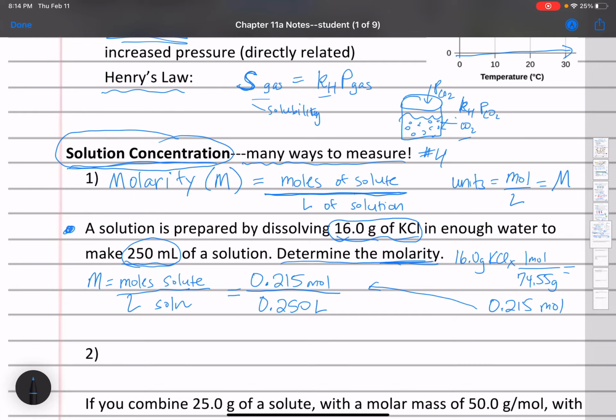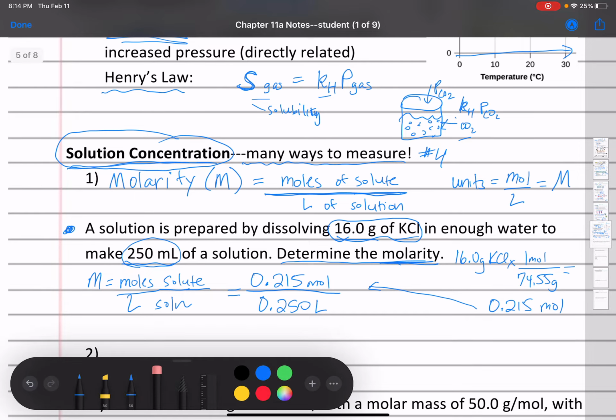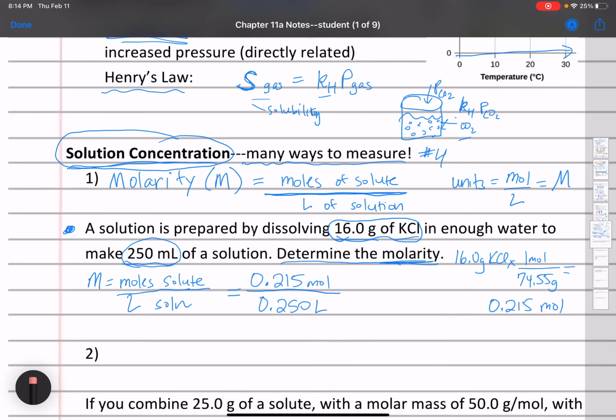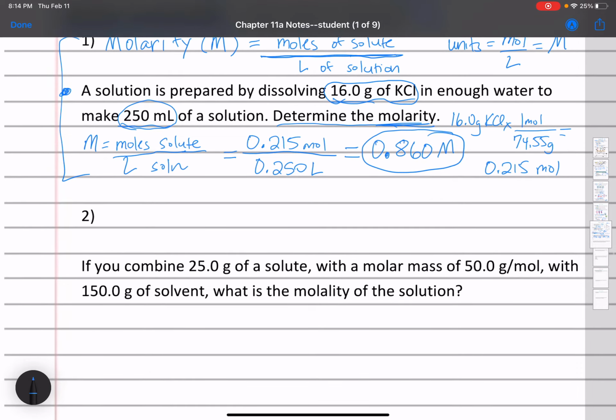So now I can just plug that in here: 0.215 moles of solute per 0.25 liters of solution equals, typing it into my calculator, 0.860 molar. That's the molarity, the concentration of this solution.